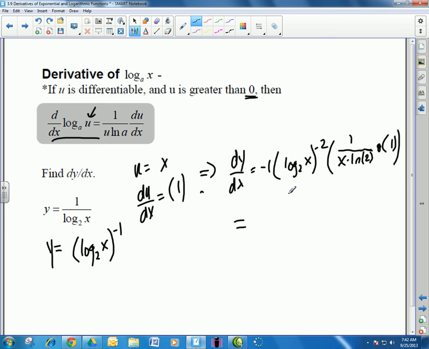So if we rewrite this, you have this negative out front, so that makes it negative overall. And also this negative 2 takes this log function down, so it's going to be log base 2 of x, quantity squared, and then you would have times x times natural log of 2.